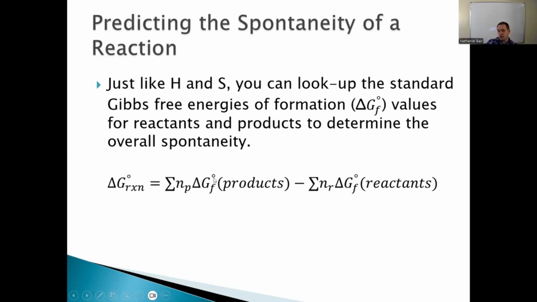But same formula. I told you that formula is going to get repackaged 2 more times. Here's the last time it's getting repackaged. The change in Gibbs free energy of a reaction under standard conditions is equal to the sum of the standard Gibbs free energy values of the products times their coefficients minus the sum of the standard Gibbs free energy values of the reactants times their coefficients.